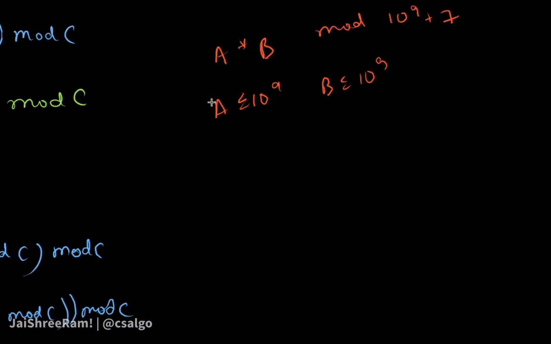Okay, so these are the usual c values that are used in problems. So this is actually a prime number. 10 to the power 9 plus 7 is a prime number. So that's why these are sometimes preferred in problems.